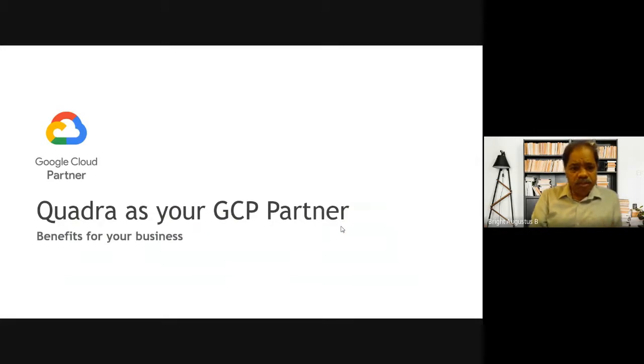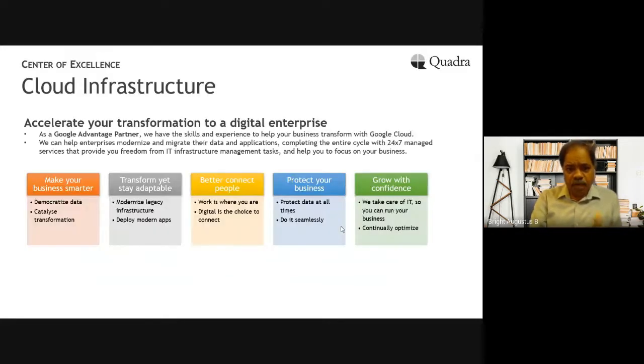Quadra as your GCP partner. We are Google Advantage partners, and we have been in this business for a long, long time. Cloud infrastructure, cloud platform. We can make your business smarter. We can transform your business and your IT setup completely. Yet, you can stay adaptable. You can better connect with people. This we saw in the last 2 years when we were all locked out inside our homes. And we needed this. This was essential.